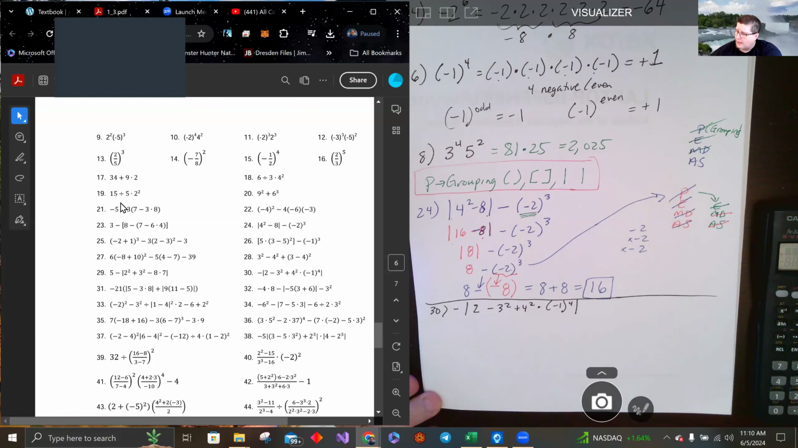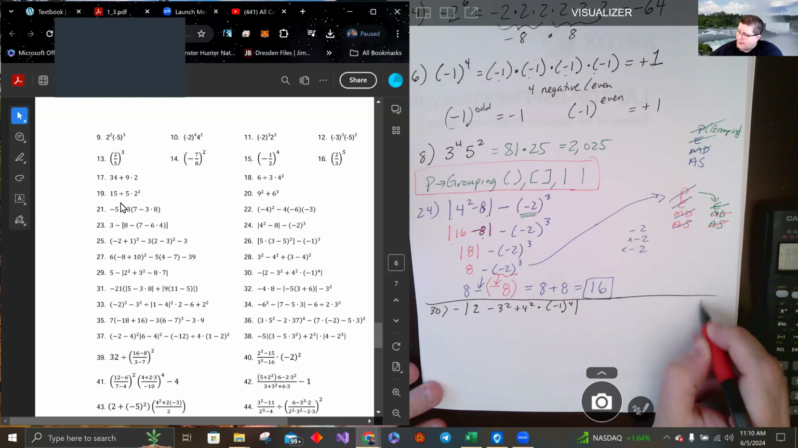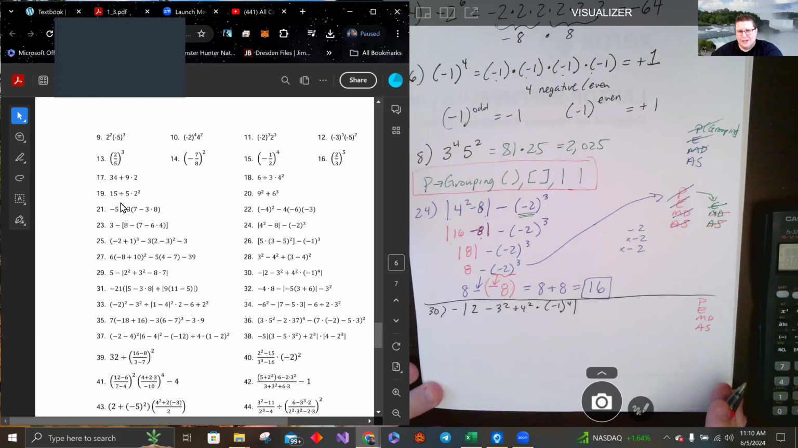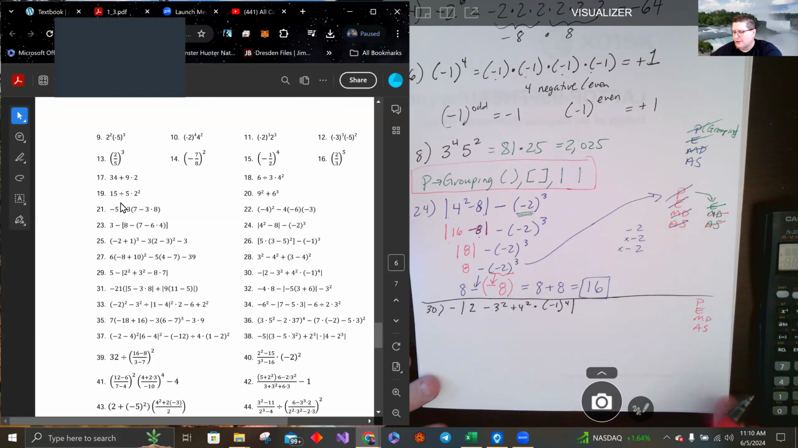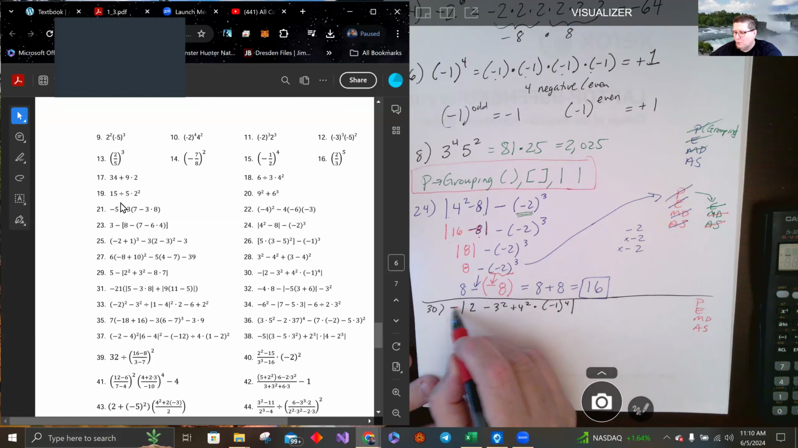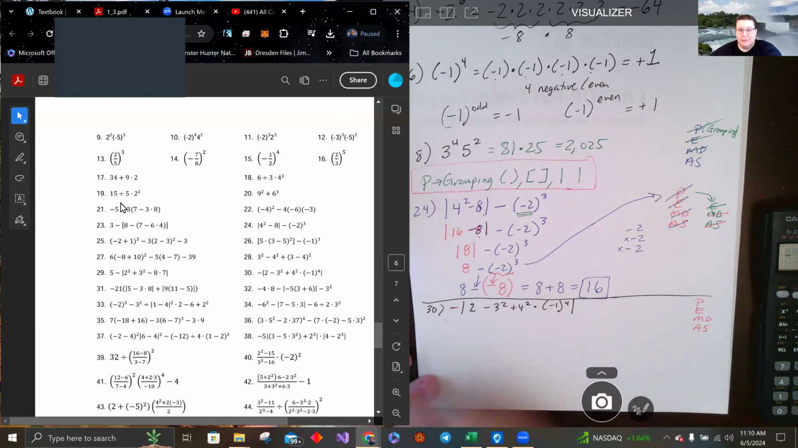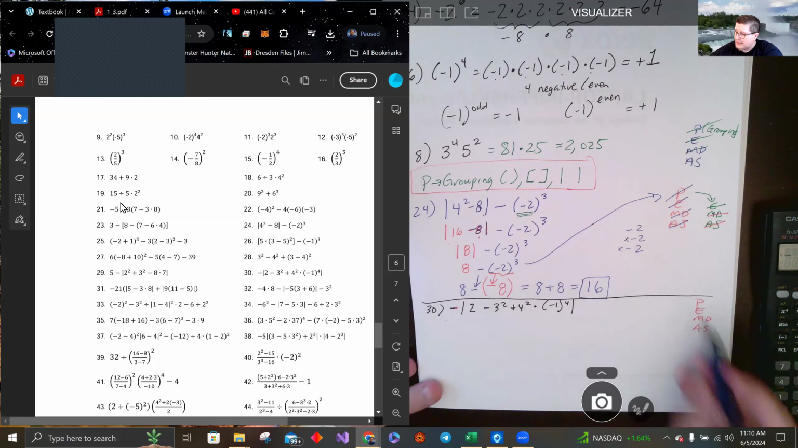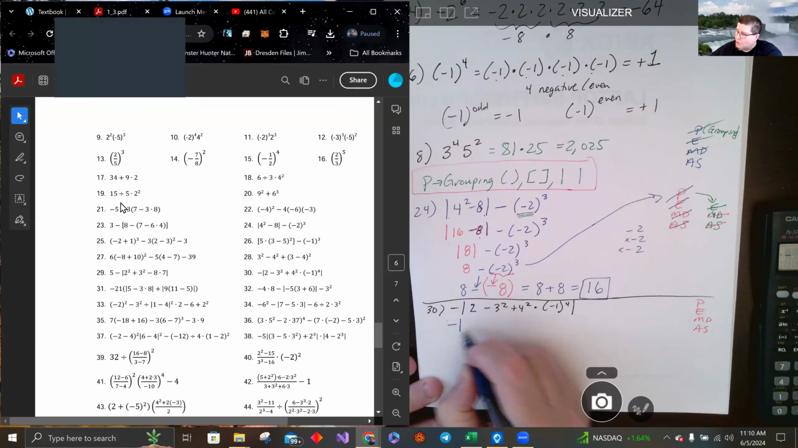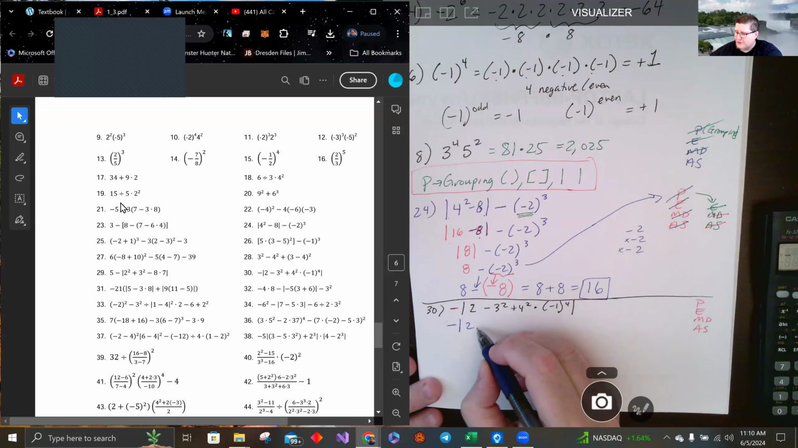There we go. I got my PEMDAS. And it looks like all my action is inside the parentheses other than this negative sign at the end, which means we're going to end up with a negative number. So I'll just go through and do what's inside. We're doing exponents first, left to right. 3 squared is 9.